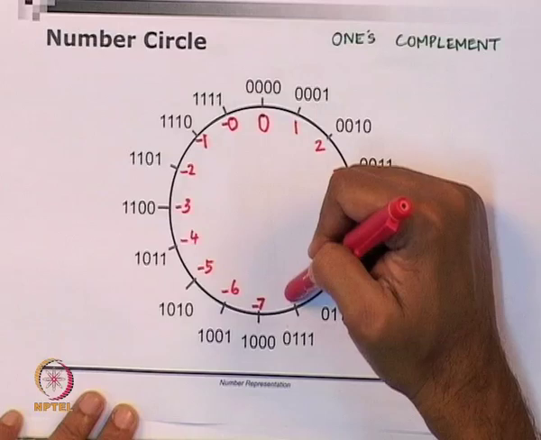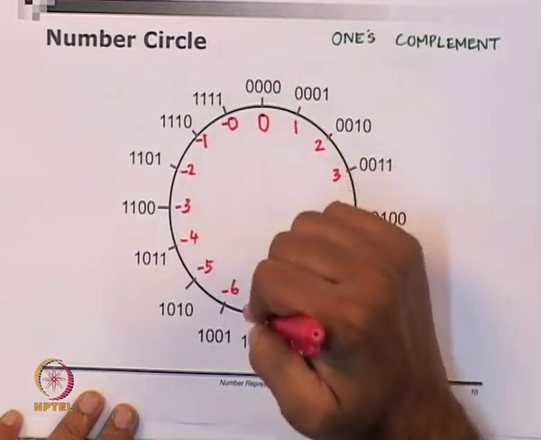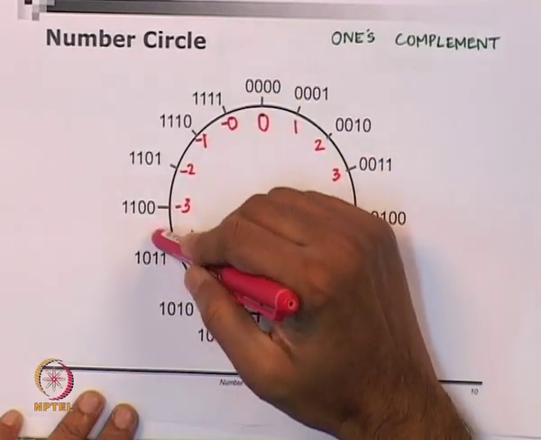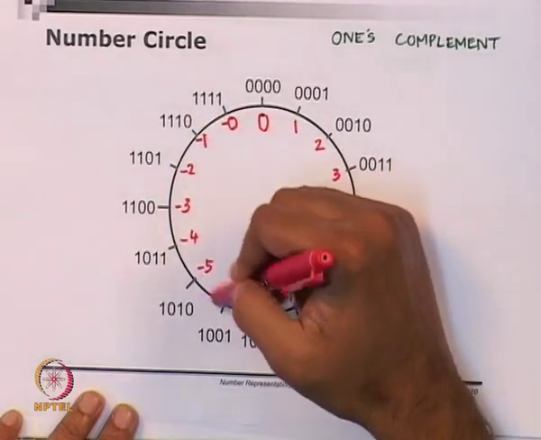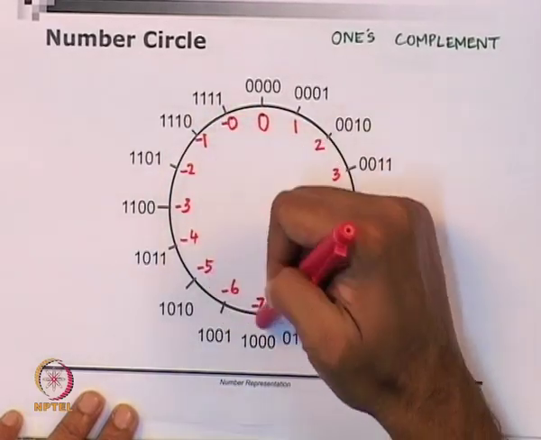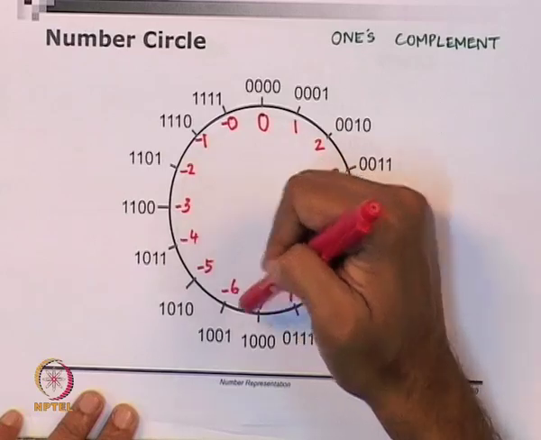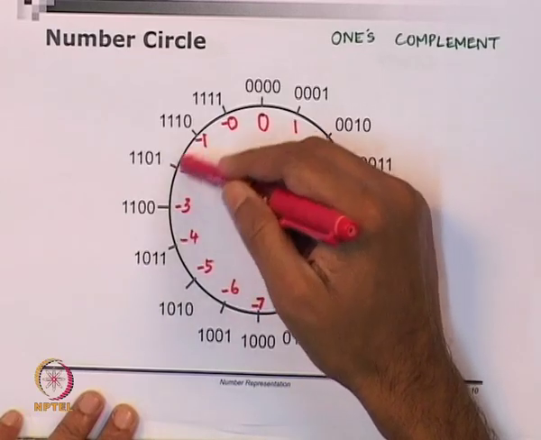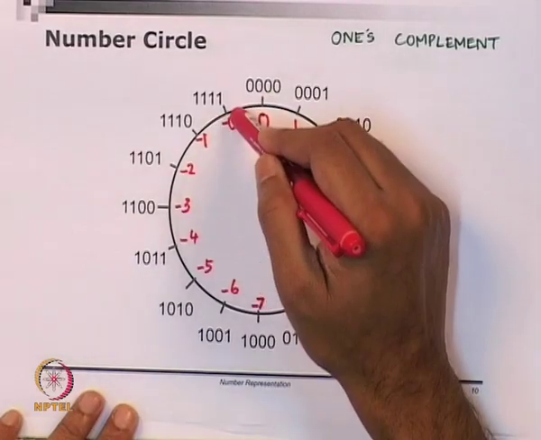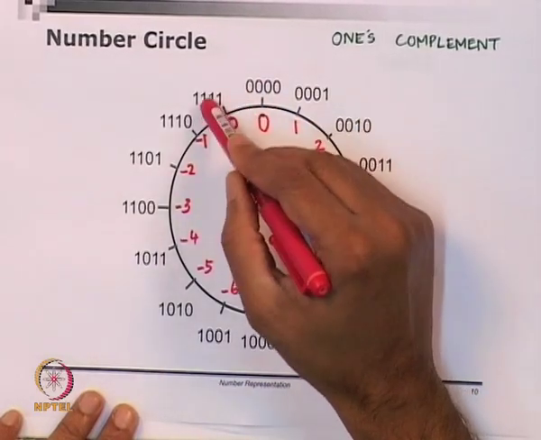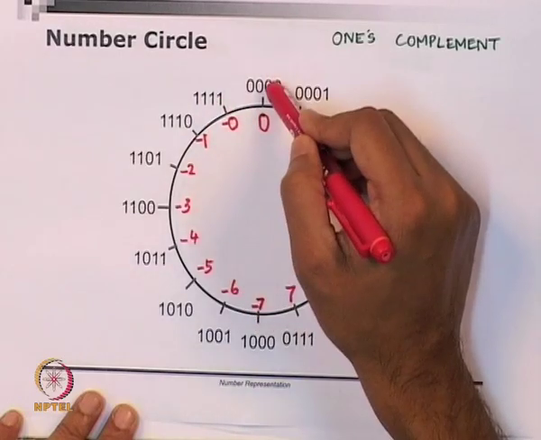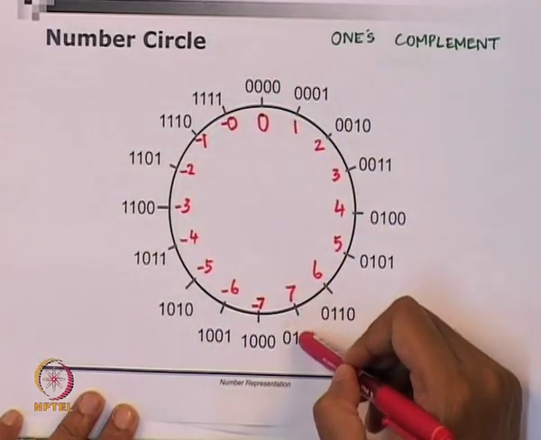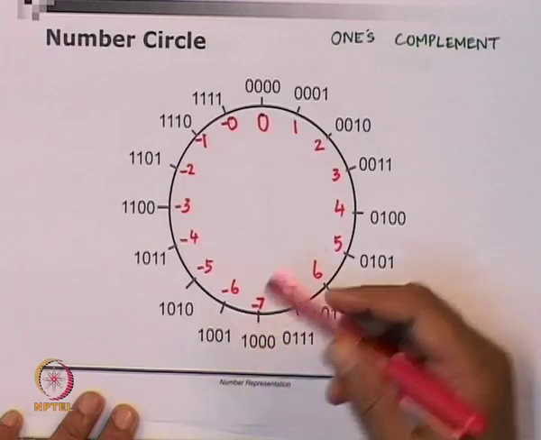Even in this case, if I go from here till here in the clockwise direction, the numbers are increasing. Similarly from minus 7, if I go in the clockwise direction, the numbers are increasing all the way to minus 0. Minus 7 to minus 6 means you are increasing. So there is a break here when we go from 1111 to 0000. Similarly there is a break when we go from 0111 to 1000.